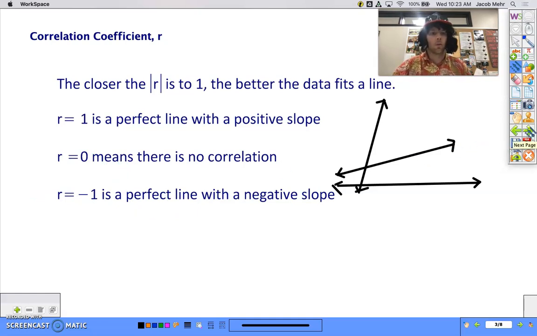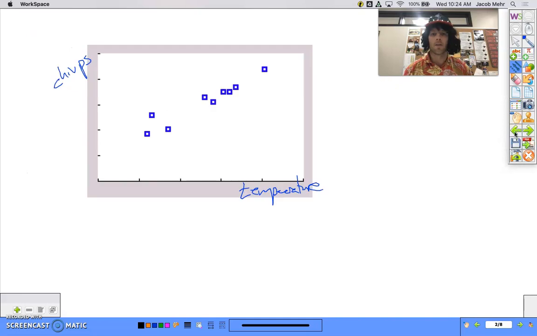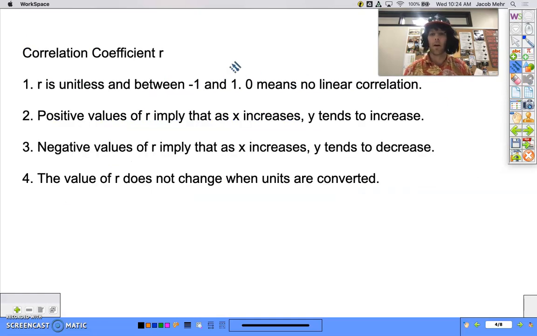Okay? To help you understand this, I got a little bit more information here about R, and then we'll look at some more examples of scatter plots with their correlation coefficients. One thing we need to know is R is unitless. That means there's no units applied to it. If we look back at this situation, it's not like R is chirps per temperature or something like that. Again, it's not a slope. There are no units. Now, I'm not going to give you the formula for calculating R, but the units would cancel out in that. We're going to just use technology to calculate R.